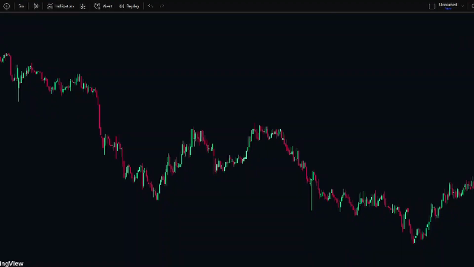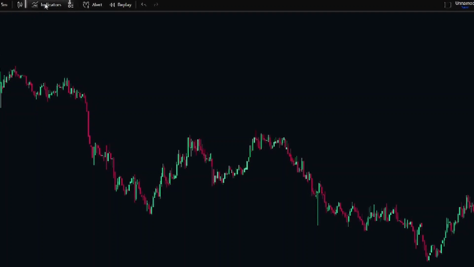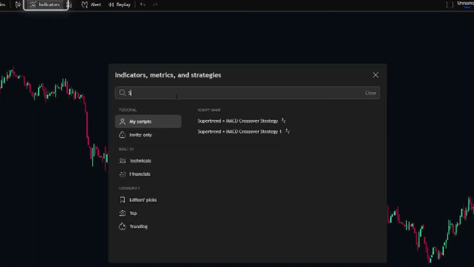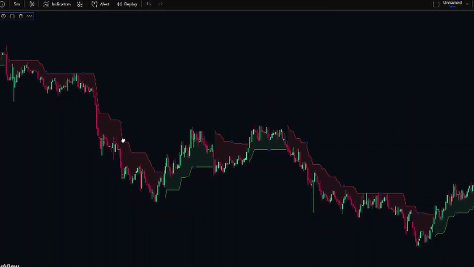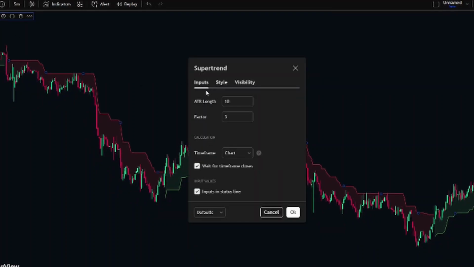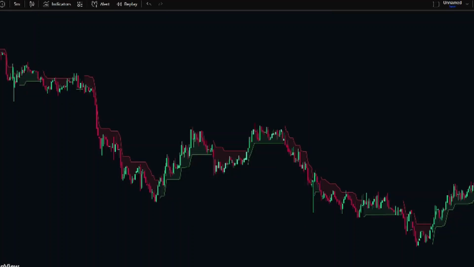This is my favorite indicator, Supertrend. So, let's see how to trade on it. First, go to the indicators section, search for Supertrend. Supertrend will appear here. Click on it. Now, change its settings. Go to its settings, set the length to 20 and the factor to 2, and click OK. This will give us an accurate point.